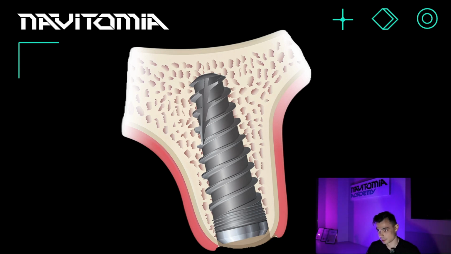You're probably already tired of hearing this, right? The fact that I keep repeating this several times, it's because it's very important to understand the principle of implantation itself. So initially, the implant is secured by the threads. That's it. Remember that. But what happens next?